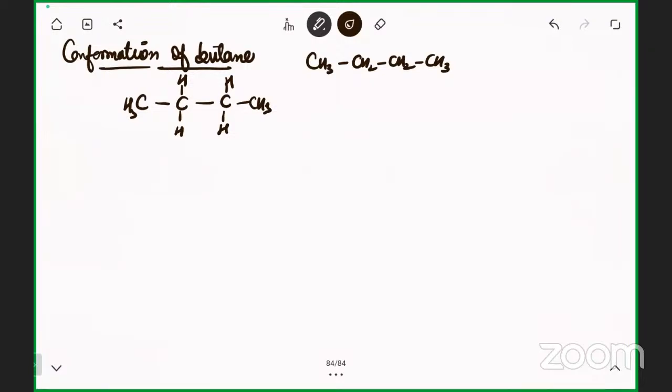Wait a minute, okay? Just give me two minutes and do one thing. Just make the Sawhorse projection, eclipsed and staggered form, of this particular compound. Fast.